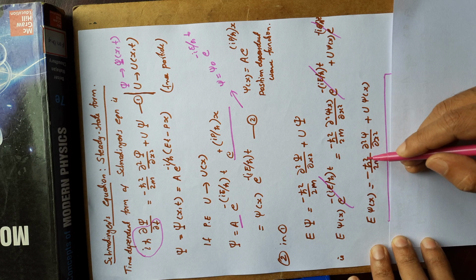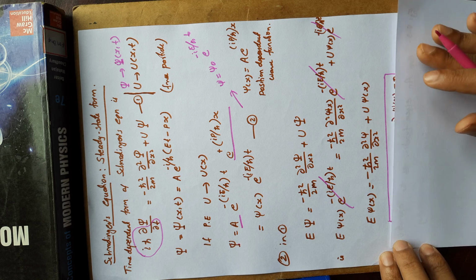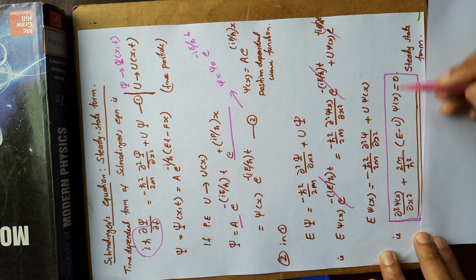So E psi is equal to minus h cut square by 2m dou square psi by dou x square plus u psi of x, that is, E psi minus that equals 0. Now multiply this equation by minus 2m by h cut square and rearrange this.